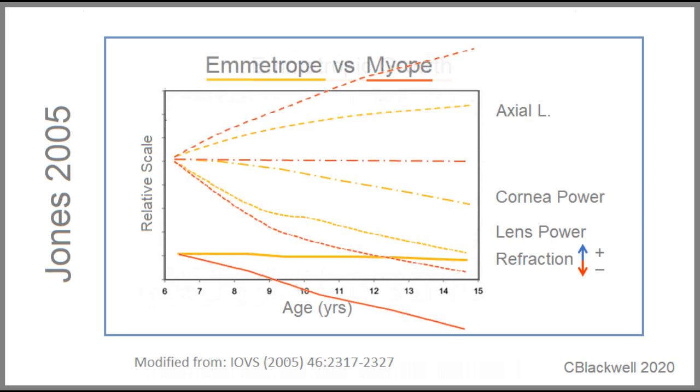For comparison, this is emmetropia versus myopia. In myopes, the cornea and lens changes tend to offset one another. The big difference is the increase in axial length, ascending off the top of the chart, while refraction descends off the bottom of the chart. Axial length increase is the primary cause of diverging myopic refraction.